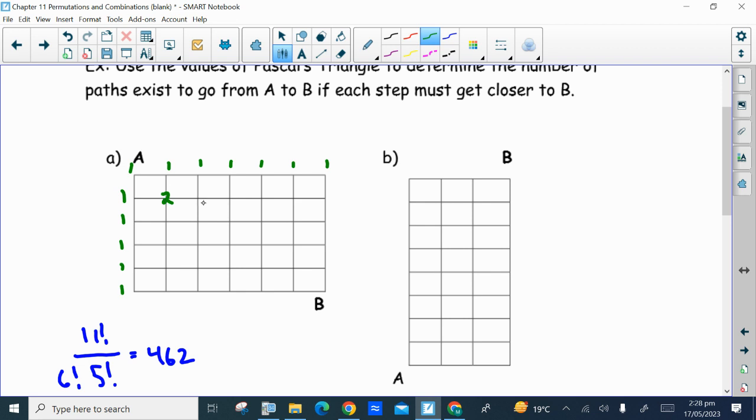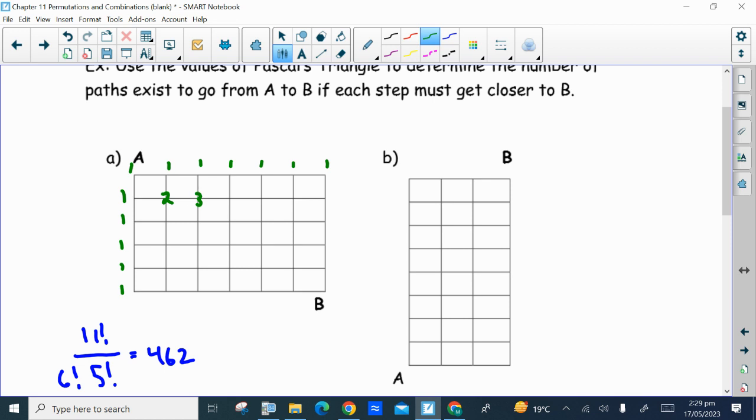To get to this point right there, there are 3 ways to get there. You can go over and down, that's the first way. You can start at A and go down and over, that's the second way. The third way from A would be going over 1 block, down 1 block, and then over. There are the 3 ways to get to this point right here from A.